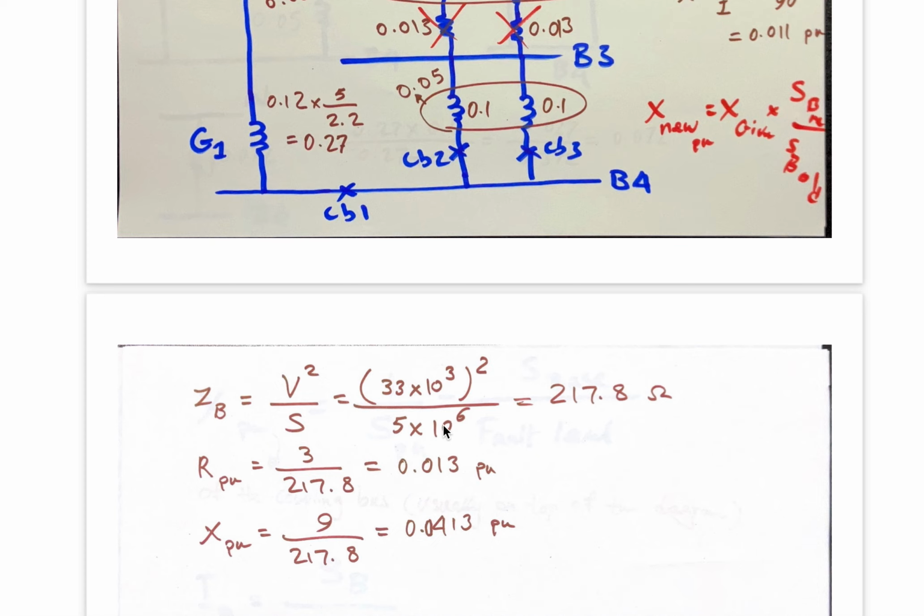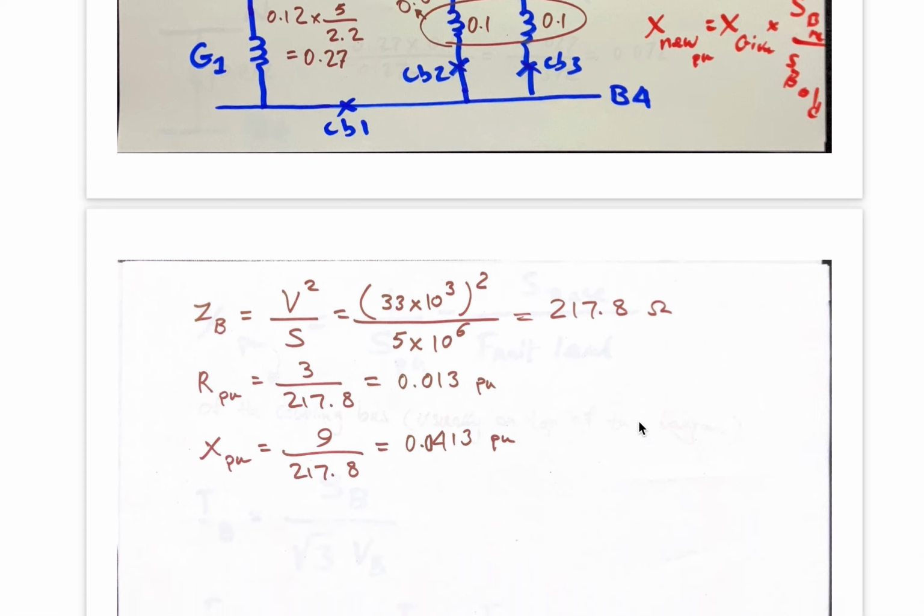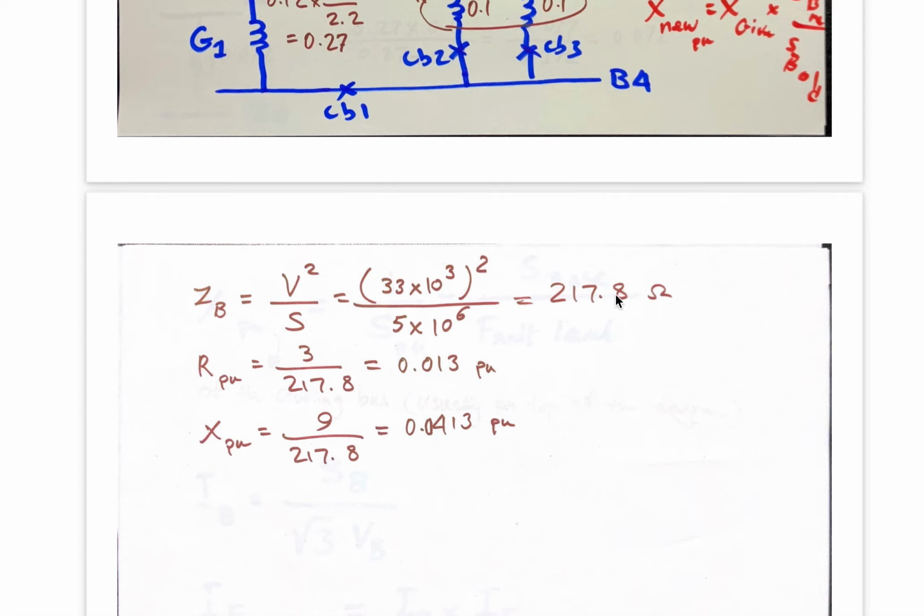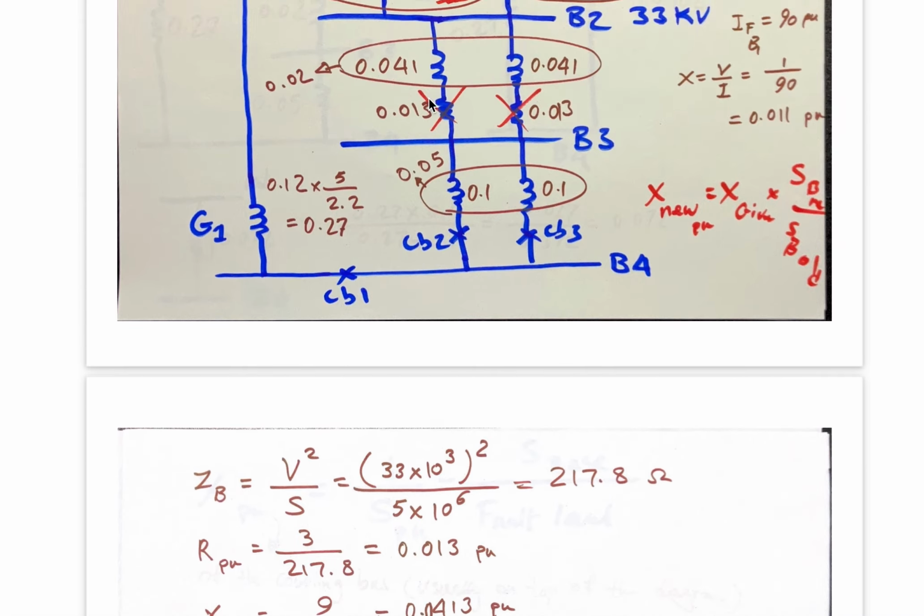So 5 megavolt ampere. So your base impedance for the transmission lines is 217.8 ohm. Now, for each of those components of the impedance, the resistance and the reactance, you just need to divide the ohmic value, or the given value, by this base value. 3 divided by 217.8 and 9 divided by 217.8, and you get these values to be put in this diagram.